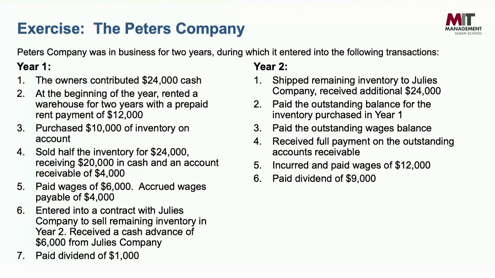Sixth transaction, we entered into a contract with Julie's company to sell the remaining inventory in year 2, and as part of that contract, we got a $6,000 cash advance from Julie's company. And then the final transaction that we're going to look at in this class is that we paid a dividend of $1,000.